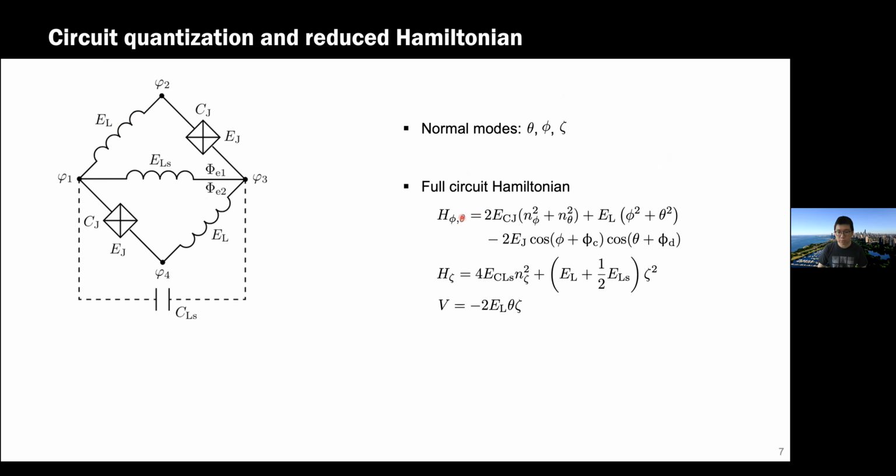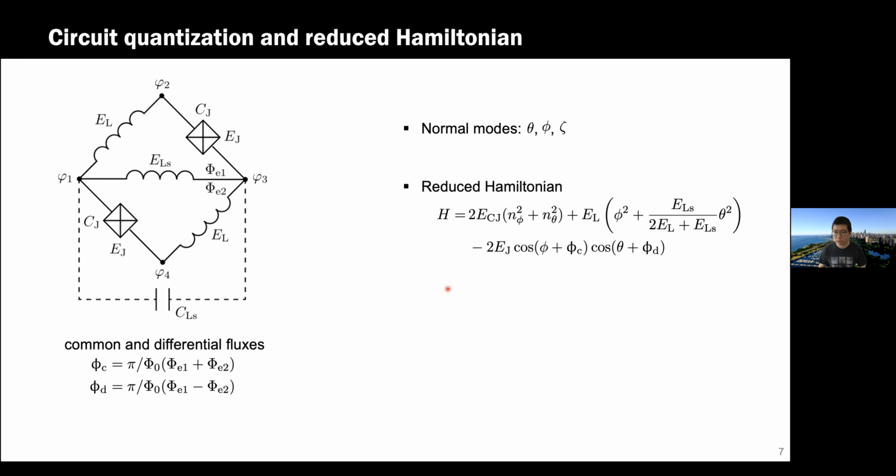For the phi and theta directions, it is described by coupled harmonic oscillators via this junction term. And the zeta mode, as we mentioned, is a high-energy harmonic mode, which here couples to the theta variable through this interaction term. Phi c and phi d here denote the common and differential flux of those two external fluxes. Since the zeta mode is higher lying, we can approximate the total Hamiltonian within its low-energy subspace where there's no harmonic excitation. This can be realized, for example, by performing a Schrieffer-Wolff transformation. And here is the reduced Hamiltonian.